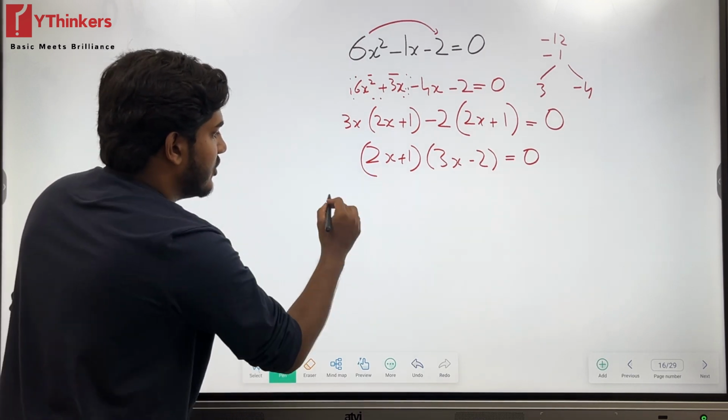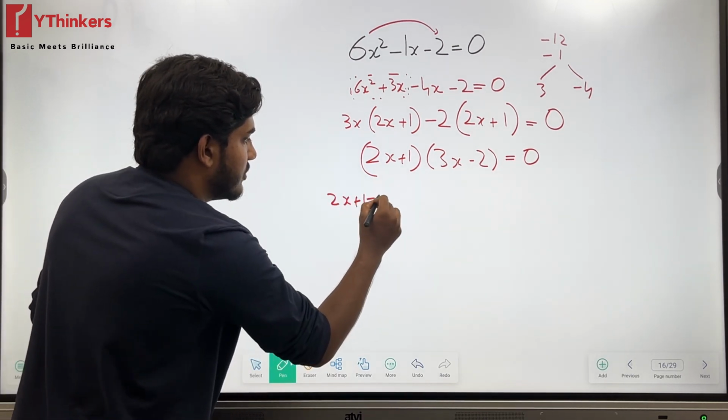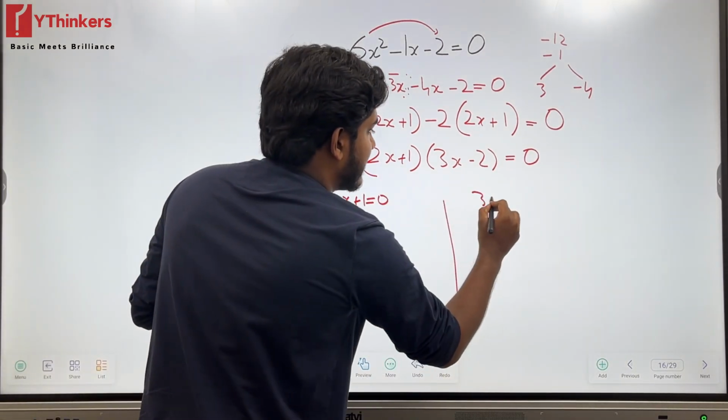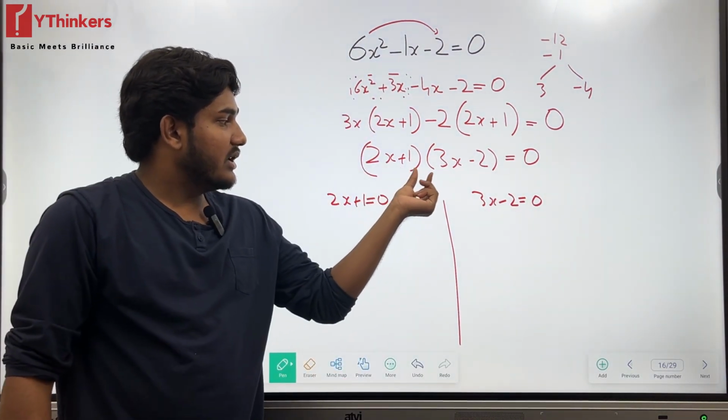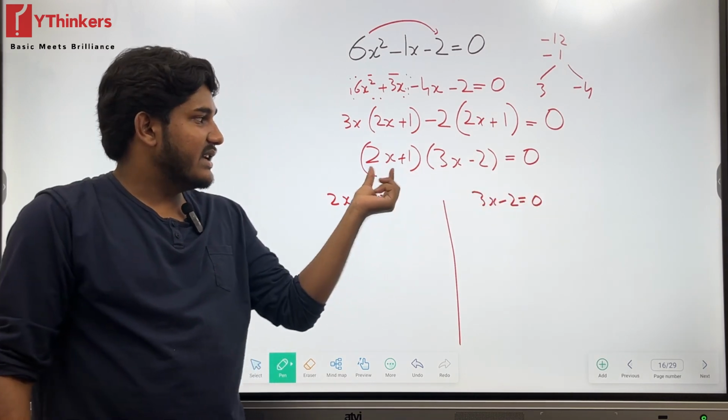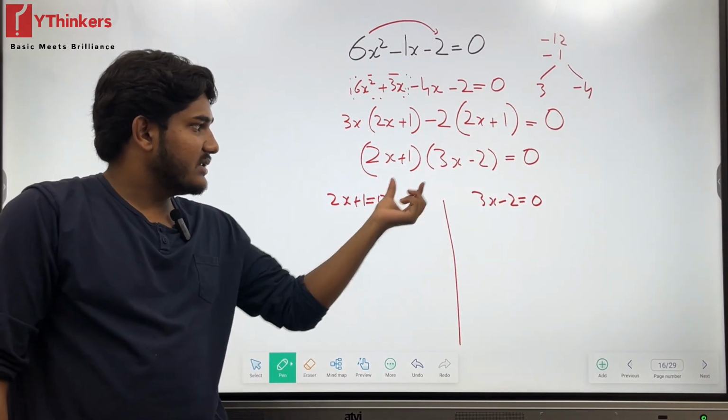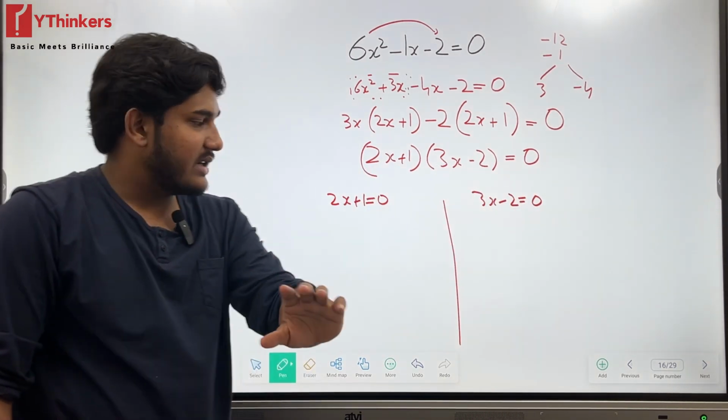I can write it as 2x plus 1 is equal to 0, 3x minus 2 is equal to 0. मैंने बस क्या कर दिया, अगर दो टर्म मल्टीप्लाई करके 0 दे रहे हैं, then each term can be 0, right? This can be 0 or this can be 0. Let's try to find out.